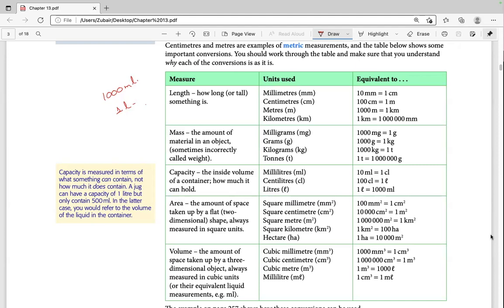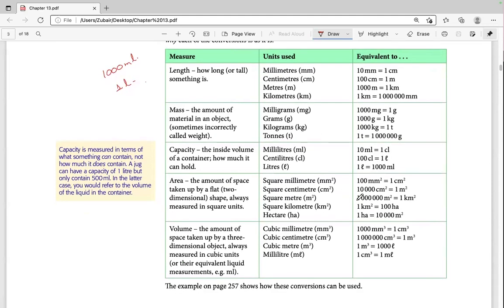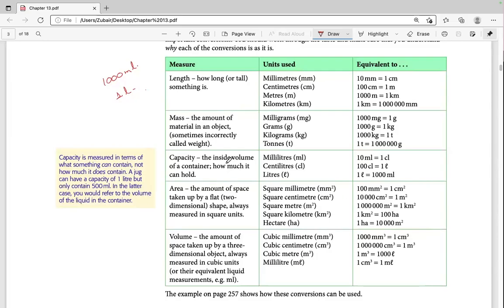So I would say that my workplace is like 6 kilometers away from here, and I would not say 600,000 centimeters, although both of them are equal. So we measure length in millimeter, centimeter, meter, and kilometer, and the conversion is as follows. And when we talk about mass, we have milligrams, grams, kilograms, and tons. Capacity: we should know these conversions because they will not be given in the exam, but are definitely asked.